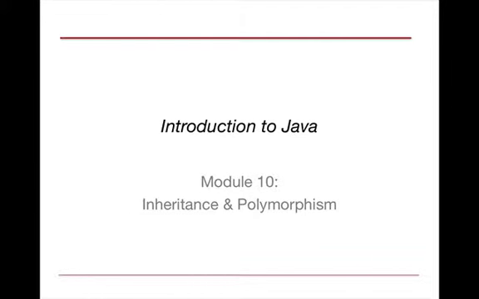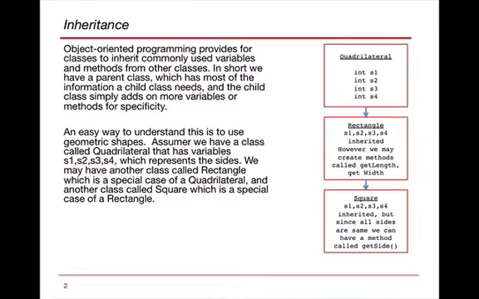So now we're briefly going to talk about inheritance and polymorphism. These are two topics specific to object-oriented programming, the things it allows you to do. Object-oriented programming does provide for classes to inherit commonly used variables. So I may have variables that I write that will be repetitive in some nature, and I'm able to repeat their use in other classes.